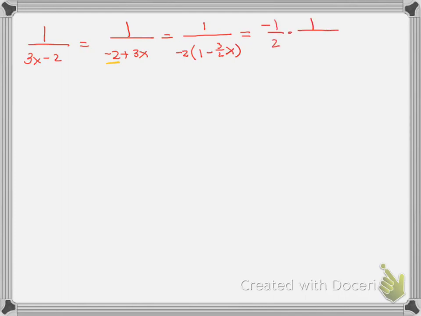All right, so let's start. We have 1 over 3x minus 2, right? First, I want to rewrite that. Now, remember, we want this to be a 1, right? So I'm going to force factor out a -2, and that'll give us 1 minus 3/2 x. I'm going to rewrite this as -1/2 times 1 over 1 minus 3/2 x.